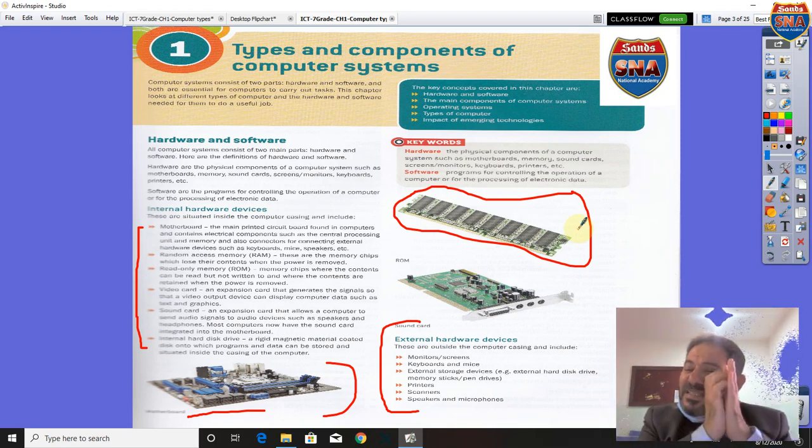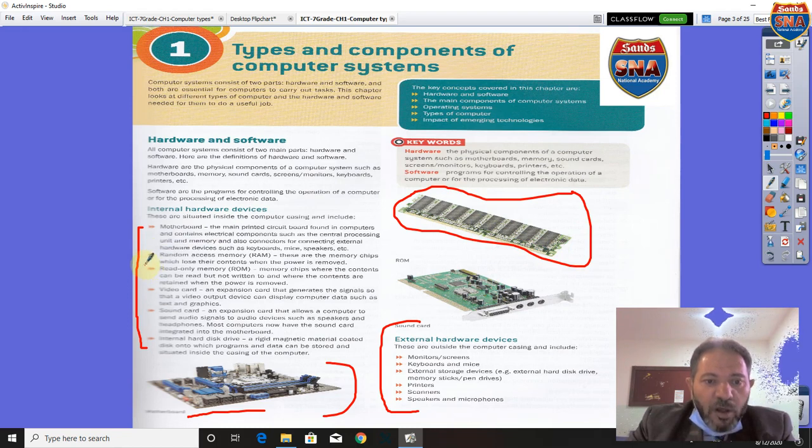It is also called main memory. It is very fast, and it can come in different sizes, such as 1 gigabyte or 2 gigabytes. It could be DDR2, DDR3, DDR4, depending on the motherboard version or model. Okay guys, so this is the RAM.